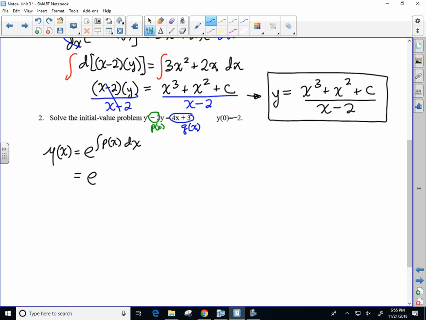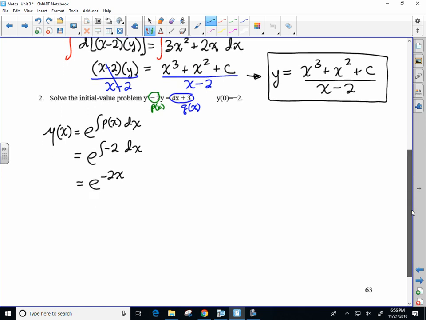which would be e to the integral of negative 2 dx. As integration goes, that's not as tough as it could be, because that's just e to the negative 2x. We don't put the plus c in. We save the plus c for the very end, when we actually solve the differential equation. There's plenty of opportunity later on to put a constant c in there. We don't need it here.